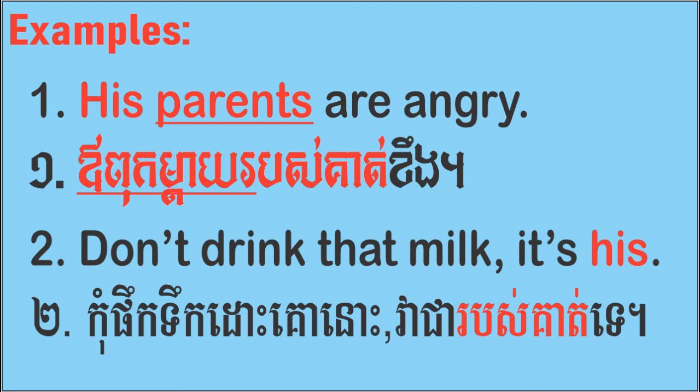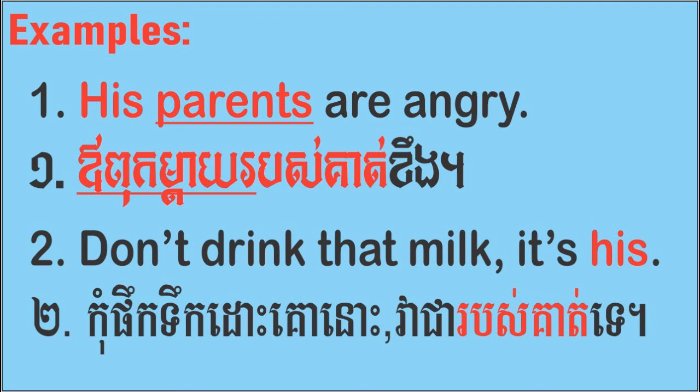Rule number 1 said his is always used in front of a noun. So look, the word his is a possessive pronoun, and parents is a noun. So it is correct. The noun is after the word his, and his is in front of a noun. That's rule number 1. Rule number 2, his is used by itself without a following noun.